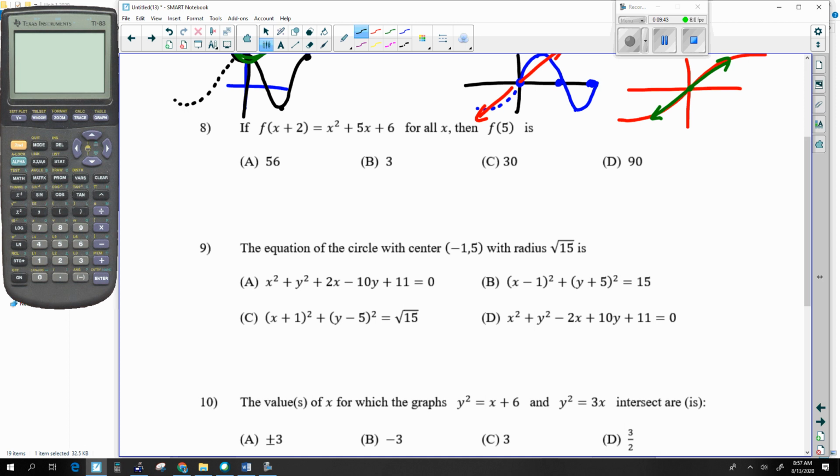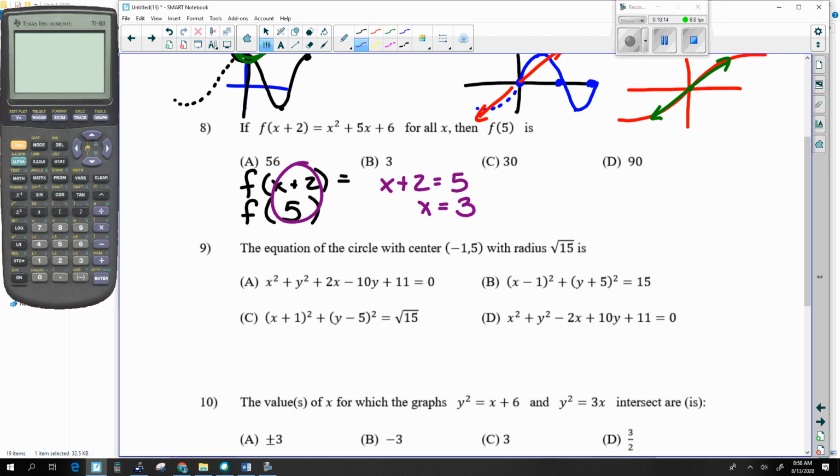If f of x plus 2 is equal to x squared, blah, blah, blah, then what is f of 5? Okay, so if f of x plus 2 is equal to yada, yada, yada, what is f of 5? This is the first thing that you need to figure out. What is actually x? So I know that x plus 2 is going to be equal to 5, thus x is equal to 3. That's truly what the question is.